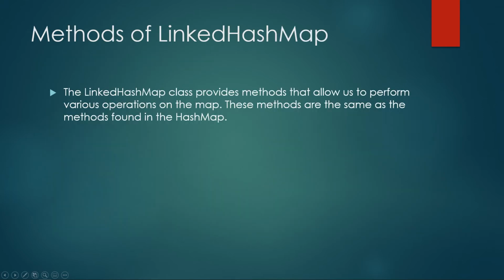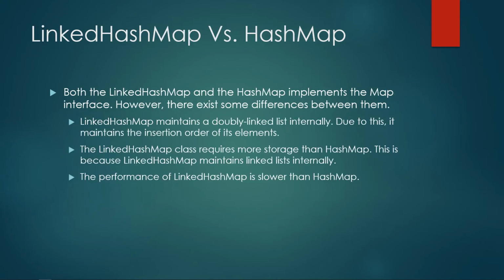So moving on, the methods of a LinkedHashMap. The LinkedHashMap class provides the methods that allow us to perform various operations on the map. These methods are the same as found in the HashMap. Let's do a quick comparison of the LinkedHashMap and the HashMap. Both implement a map interface. However, there exist some differences between them.